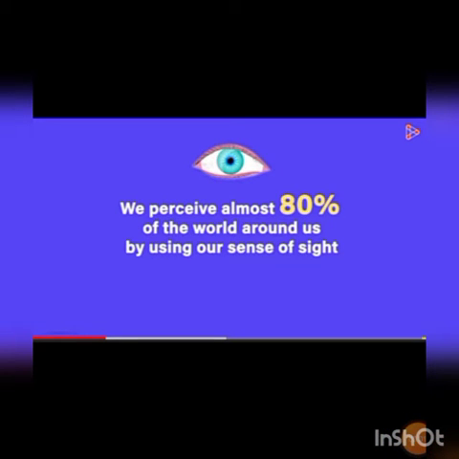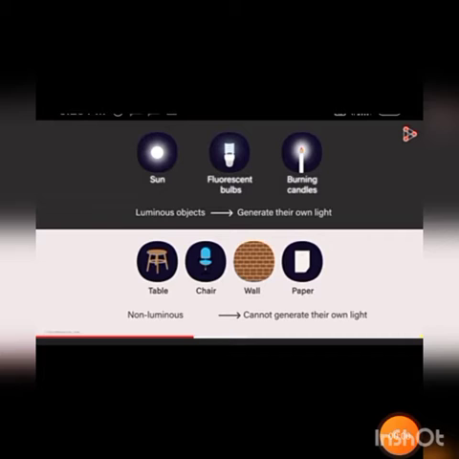We perceive almost 80% of the world around us by using our sense of sight. We will see two different types of object. One is luminous object, another one is non-luminous object.